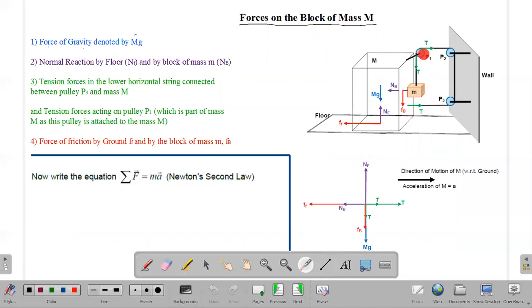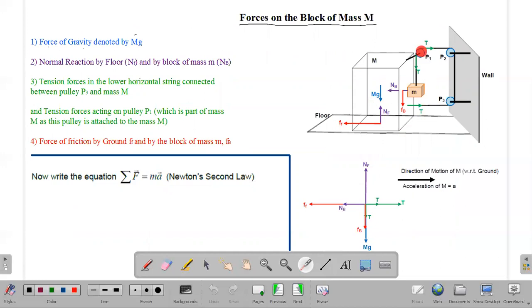Notice that the pulley P1 is attached to the mass of capital M. So this pulley P1 will be considered as part of this mass M. So while drawing the free body diagram of this mass M, do not forget to consider the forces acting on this pulley P1 as it is part of that mass M. It is not a separate body.